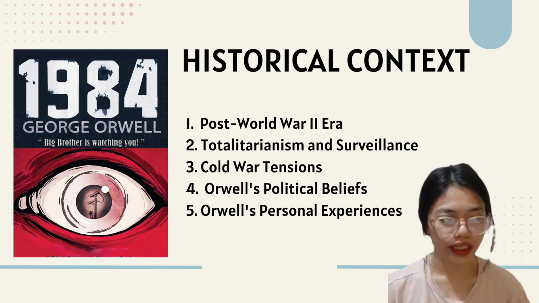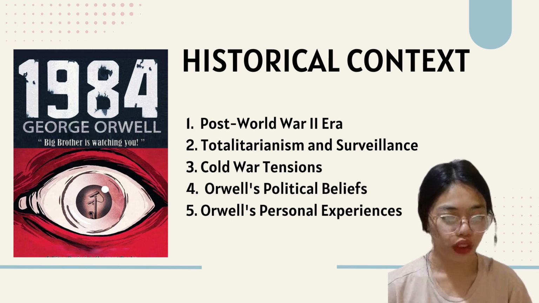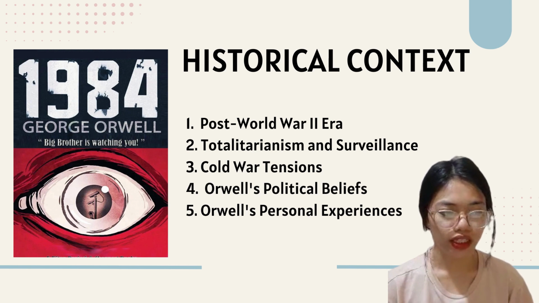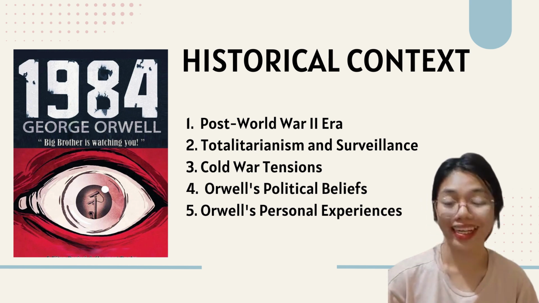The third one is the Cold War tensions. The novel reflects the tensions and fears of the Cold War era, particularly the rivalry between the United States and the Soviet Union. The division of Berlin and the construction of the Berlin Wall in 1961 are events that paralleled the themes of division and control depicted in 1984.